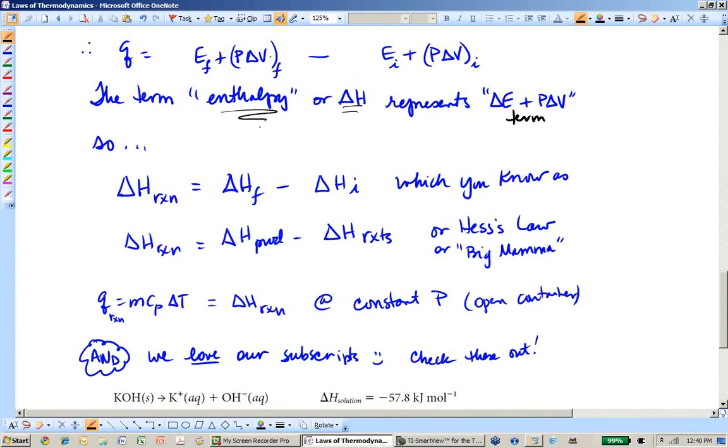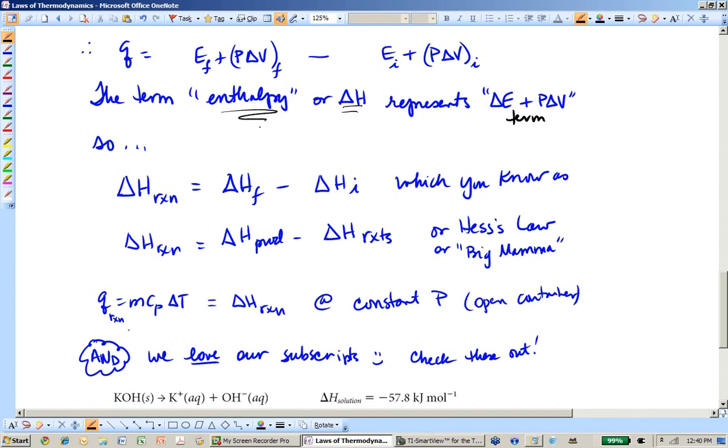So now we can clean up this ugly E plus P V final mess and just simplify it and say, you want the heat of the reaction? No problem. The heat of a reaction is equal to the enthalpy final minus the enthalpy initial, which, if you've had this in first year chemistry or paid attention to delta H at all, you know already as delta H of the reaction equals delta H of the products minus delta H of the reactants. Or Hess's law, as we're about to discuss, which I lovingly call the Big Mama equation.